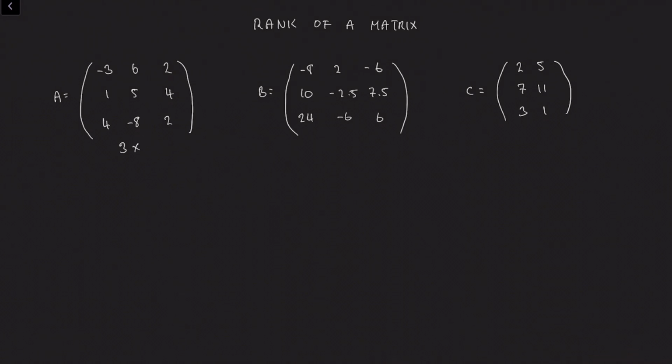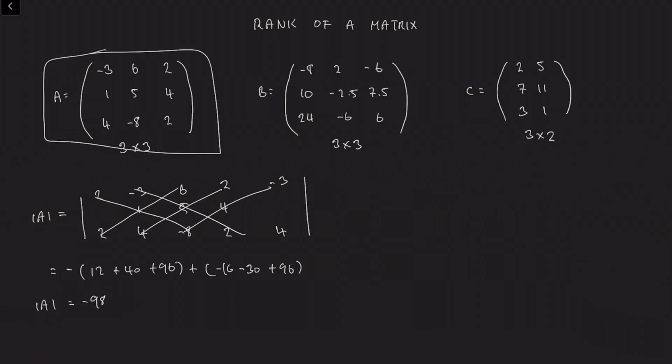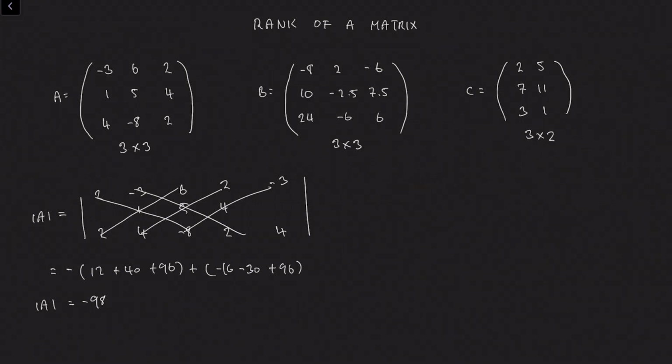So I'm just going to write 3 by 3, 3 by 3 and 3 by 2 here just for our reference. Okay, let's find the determinant of A, and I'll get back to you because you should know how to find the determinant if you're watching this video. Okay, so I found the determinant of the 3 by 3 matrix A, and my answer is -98. You can check that with me or on an online determinant calculator, and you should get that this matrix has a determinant of -98.